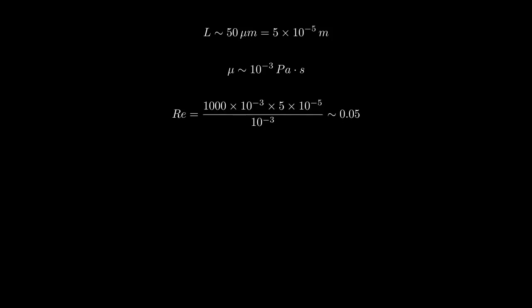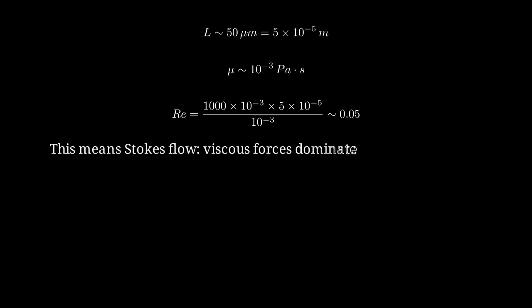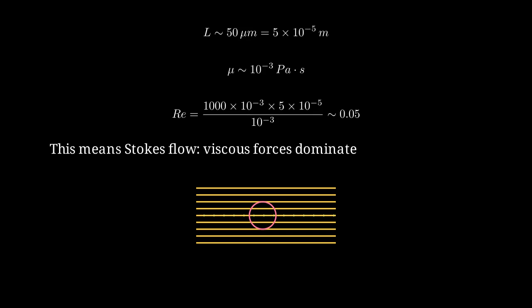This is very small. Such a low Reynolds number means we're in the Stokes flow regime, where viscous forces completely dominate over inertia. In Stokes flow, the velocity field forms smooth, reversible patterns. There's no turbulence, just laminar flow everywhere.